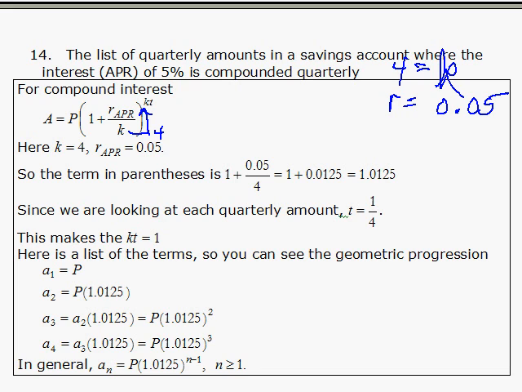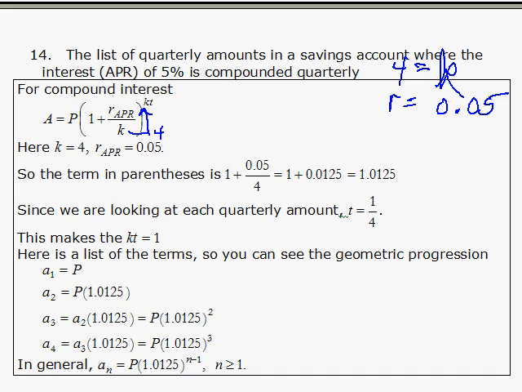So now if we work out the term in parentheses to simplify our life a little bit, it's 1 plus 0.05 divided by 4, which is 1.0125. So that's everything in parentheses, so we don't have to worry about it anymore. We're looking at each quarterly amount. We'll let T be 1/4 because it's a fourth of a year. Every fourth of a year, the interest is added to our account.